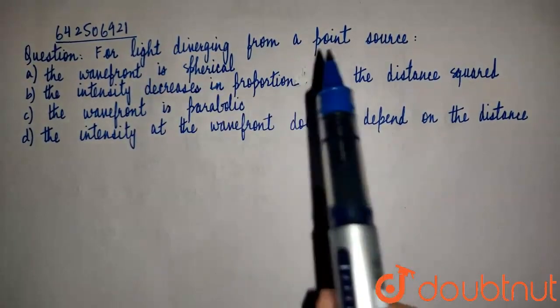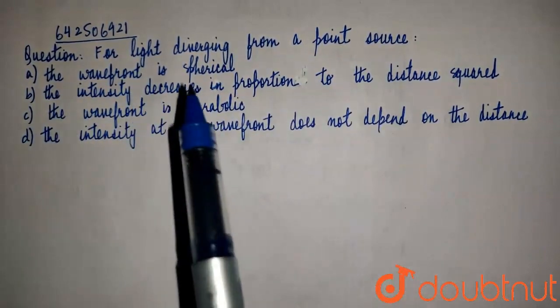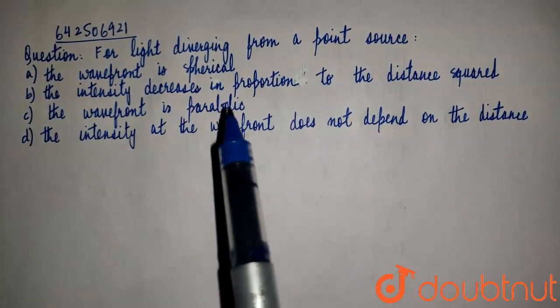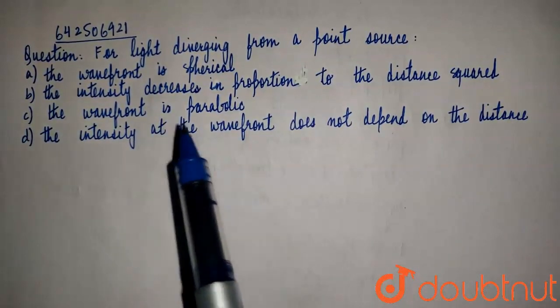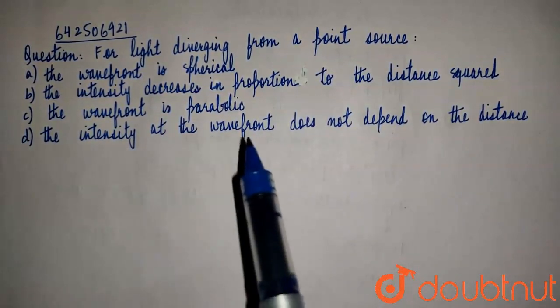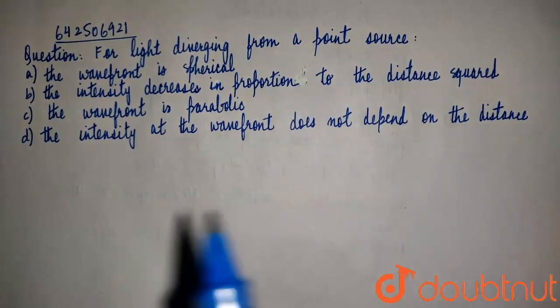The question states, for light diverging from a point source, the wavefront is spherical, the intensity decreases in proportion to the distance squared, the wavefront is parabolic, the intensity at the wavefront does not depend on the distance.